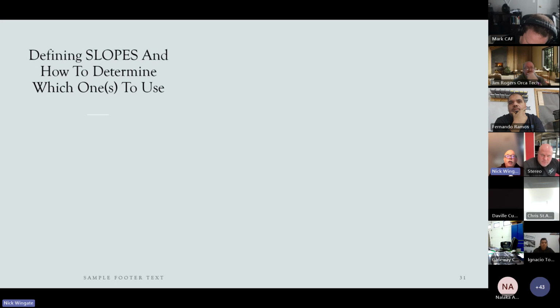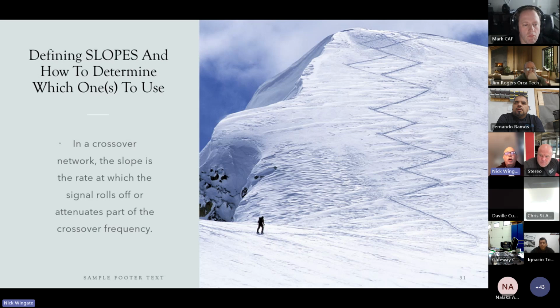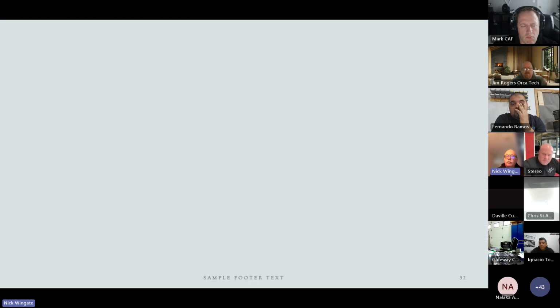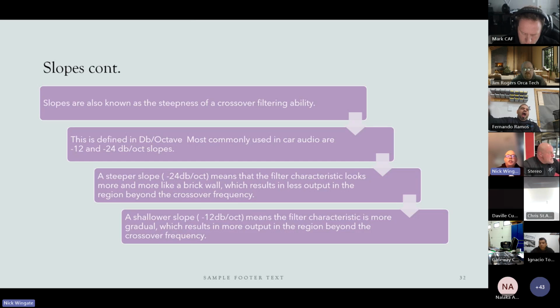Now, the slopes and how to determine. I know right now people are asking, how do we determine which one to use? So let's talk about that. In the crossover network, the slope is the rate at which the signal rolls off or attenuates past the crossover frequency. Slopes are known as the steepness of a crossover filtering ability. That's what a slope means.